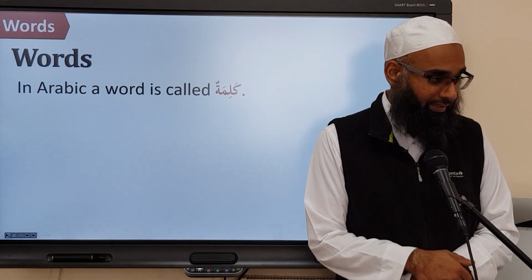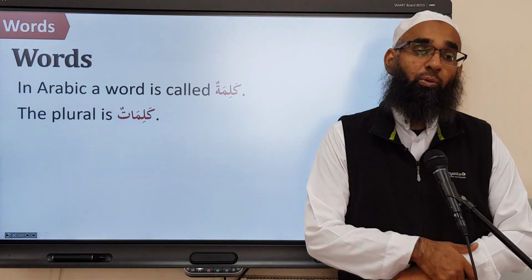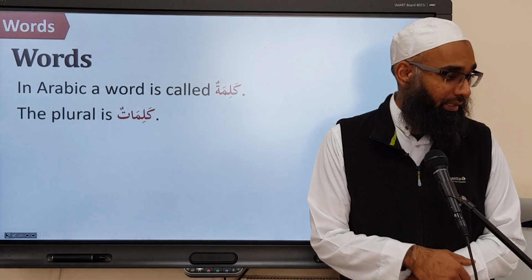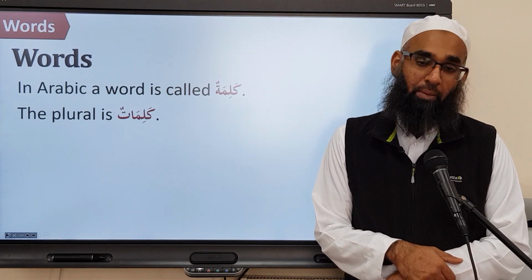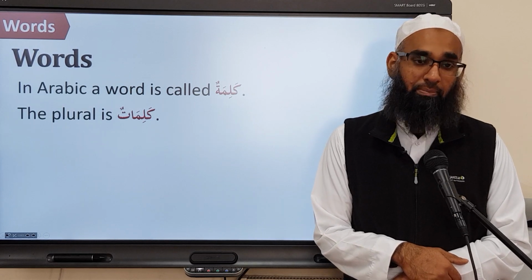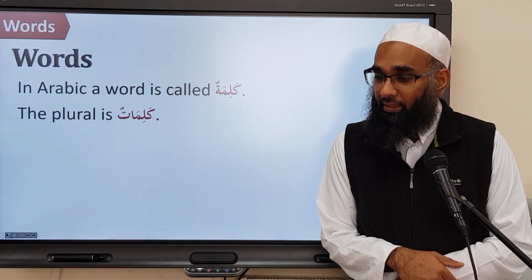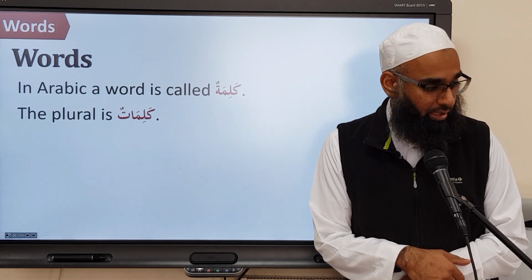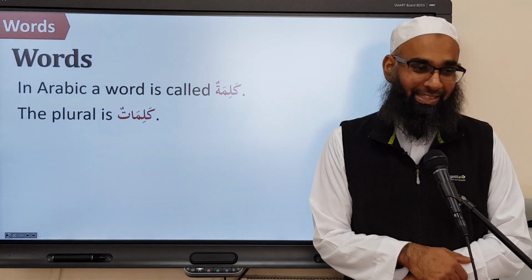And a kalima is a? Word. Good. If you have more than one word, you call it kalimat. So one word is a kalima, many words are kalimat. A kalima is a word, and kalimat are words. Are you getting the mental gymnastics, getting confused?